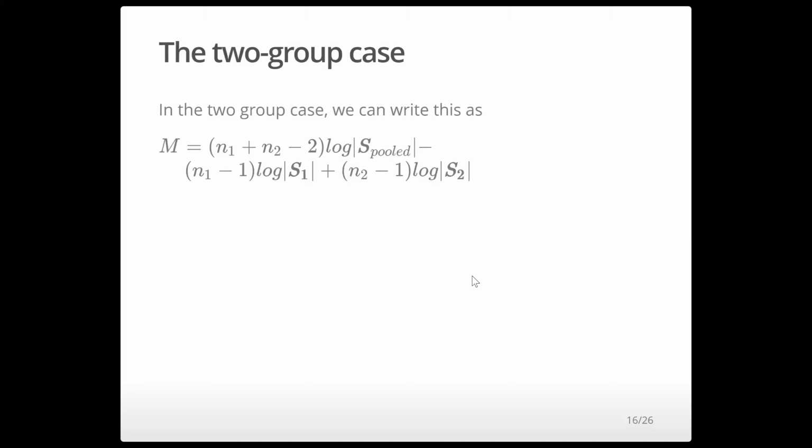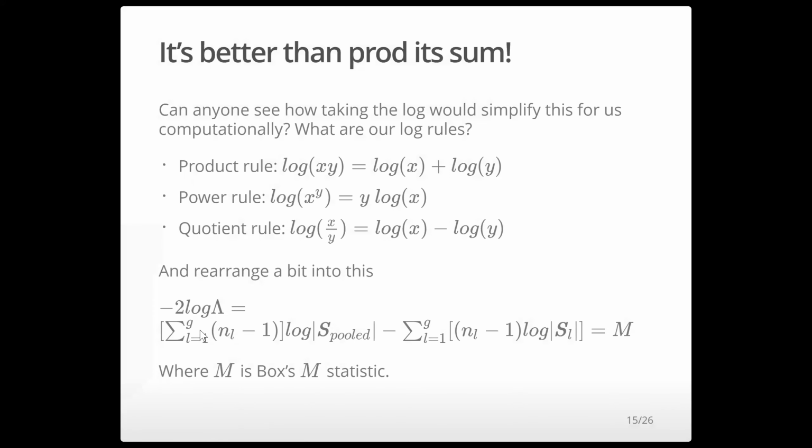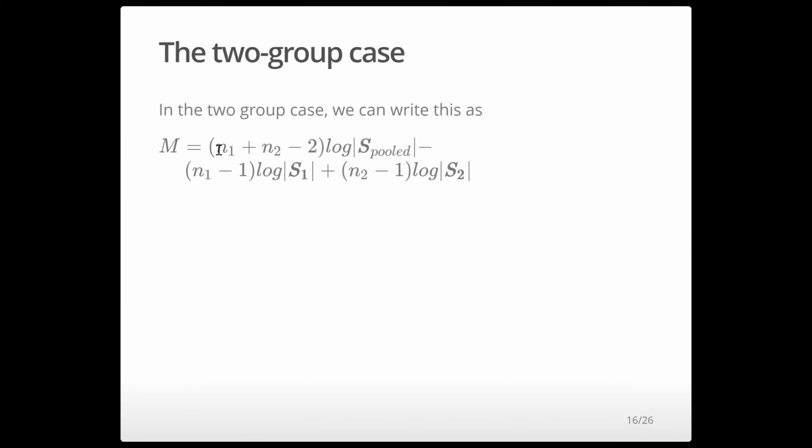And so, as I said, we're going to look at the two-group case because it's a little bit simpler to compute, of course, and we're talking about t-tests, which involve two groups right now. So we can just take out the sum piece because we only have two groups, and for each N_l, we're plugging in 1 and 2. So here we have N1 plus N2 minus 2 times the log of the determinant of the pooled covariance matrix, minus N1 minus 1 times the log of the determinant of the group 1 covariance matrix, plus N2 minus 1 times the log of the determinant of the group 2 covariance matrix.